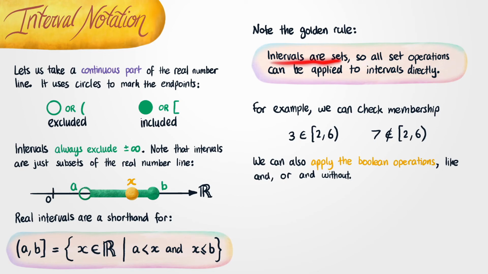And because they are sets, any set operations we were able to apply to normal sets can still apply to intervals directly. So for example, one of the easiest things you can do with a set is to test whether or not certain things are inside that set. For example, 3 is inside the interval between 2 and 6, but 7 is not in that interval. After this, we also applied a bunch of other Boolean operations to these sets to see that you can treat them exactly the same way you would treat a normal set.